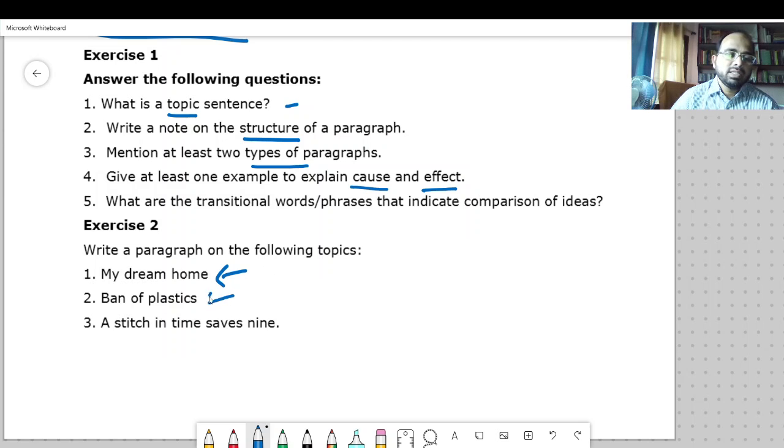Then ban on the plastics is a very hot topic. Why plastics? For this you must know some science about the use of the plastics there. Stitch in time saves 9 அப்படின்னா என்ன அர்த்தம் அப்படின்னா தேவையான நேரத்தில் நீங்கள் ஸ்டிச் பண்றது. இது பின்னாடி ஒரு கதை இருக்குது.